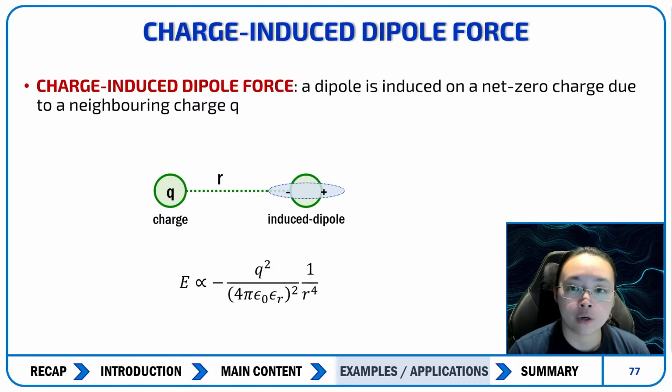Now we have a charge and an induced dipole force. This means you have a charge and you have a neutral object, but then that charge induces an uneven distribution of charge within that neutral object. So that means you have an induced dipole and a charge, and the electric field is then still going to be proportional to 1 over r to the 4.